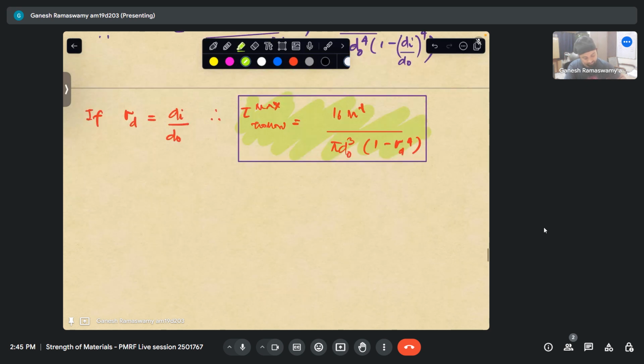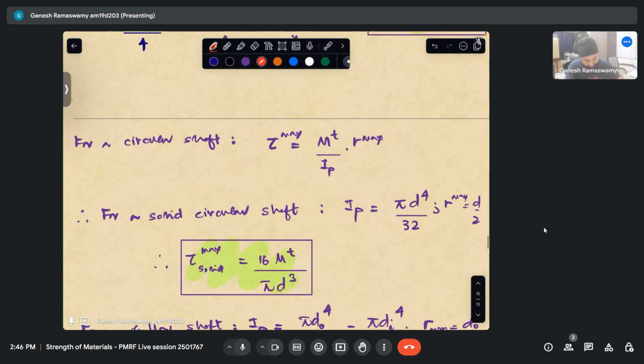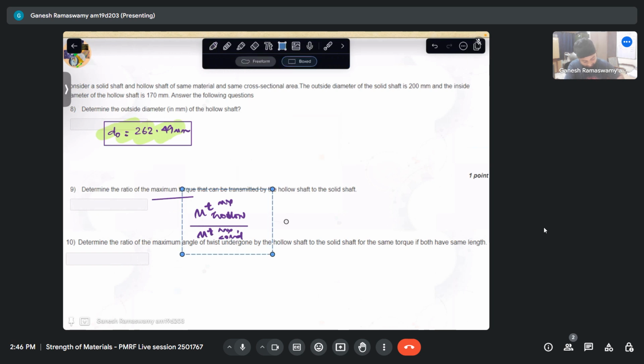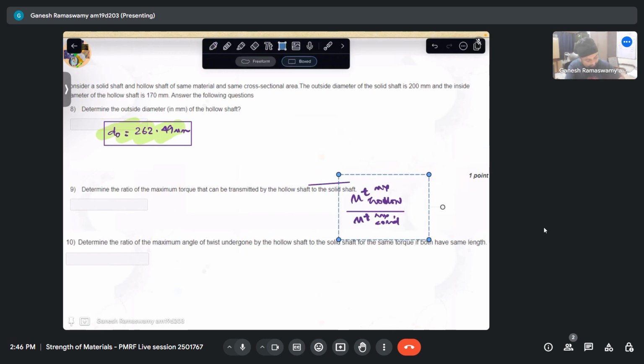Okay, so now the ratio. What is asked in the question is the maximum torque that can be transmitted, that is Mt max hollow by Mt max solid. I hope you can read it. So this is what is asked.